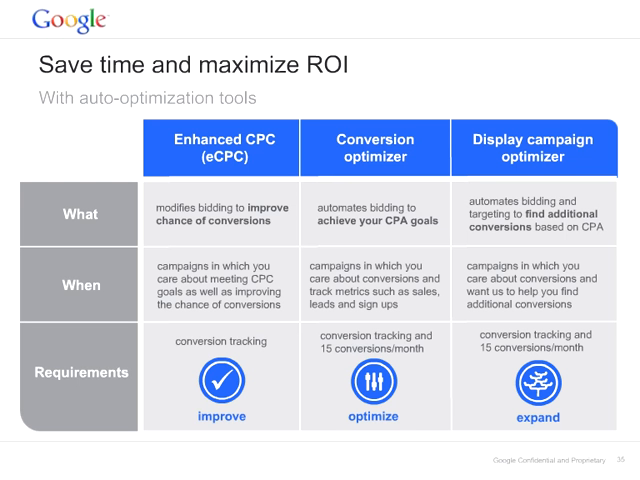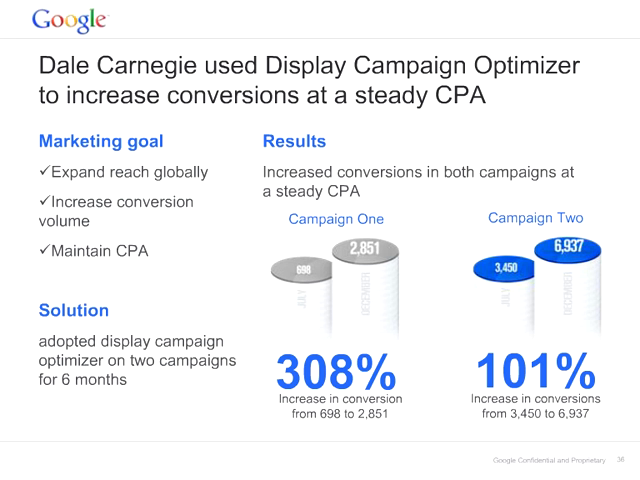The third tool is a fully automated solution that not only modifies your bidding on existing targeting, but also scans our network to find you additional conversions at your desired CPA. This tool, Display Campaign Optimizer, we're going to highlight in this next case study. So this is really an example of how Display Campaign Optimizer worked for Dale Carnegie Training, a learning and development company. Dale Carnegie was coming up on its 100-year anniversary and was looking for an efficient way to expand their reach globally in a short period of time.